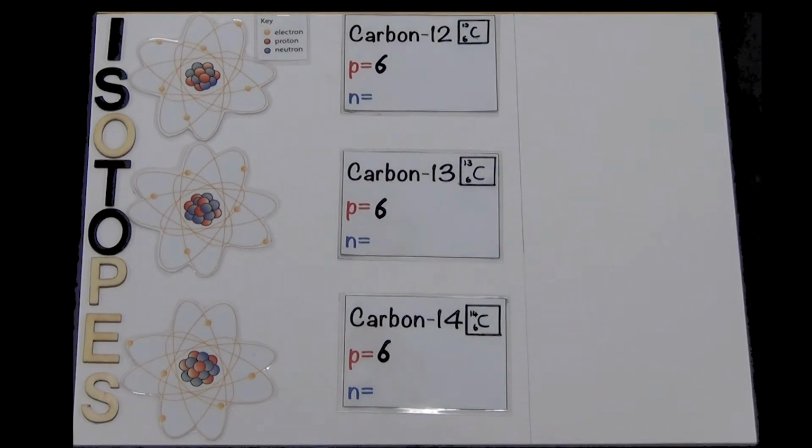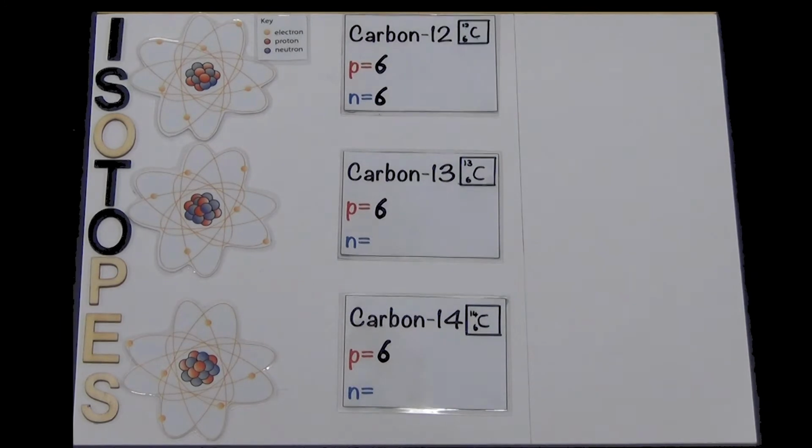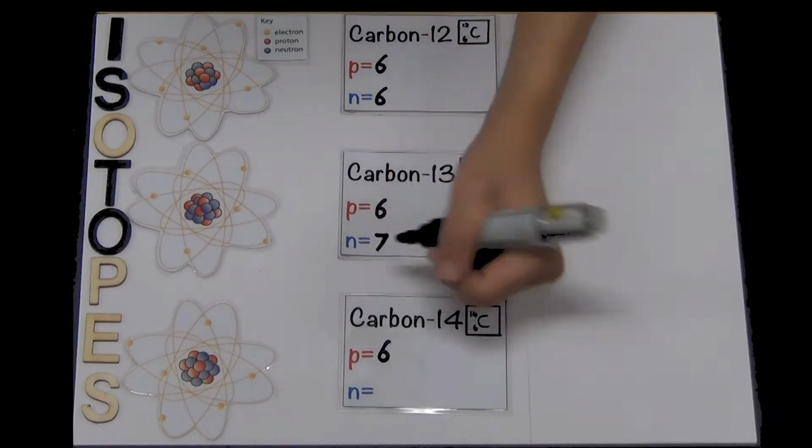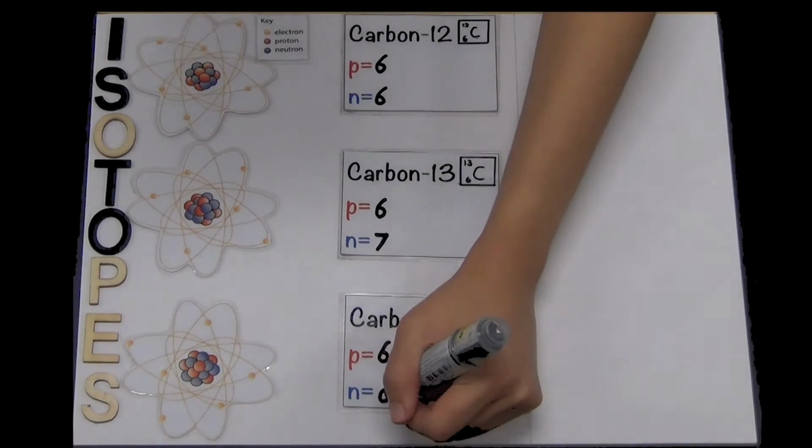Now, let's look at the number of neutrons. How many neutrons do these carbon atoms have? Pause here to write down your answers on your worksheet. For carbon 12, we can see from the picture that there are 6 neutrons. How about carbon 13? We can see that there are 7 neutrons. And carbon 14 has 8 neutrons.